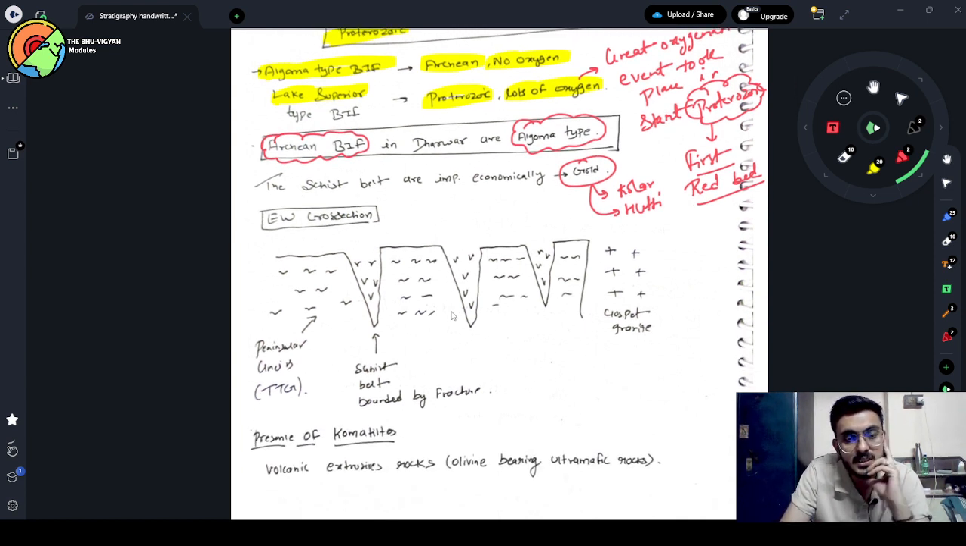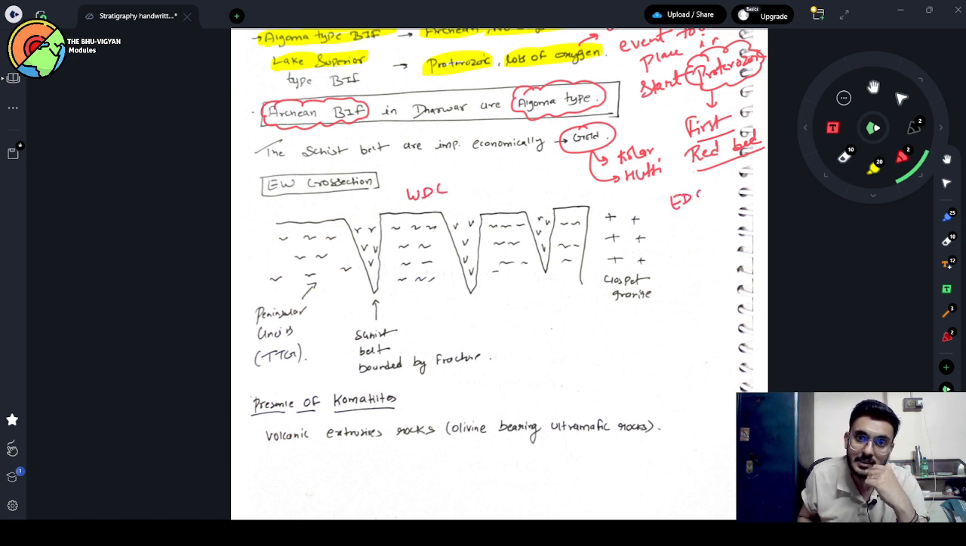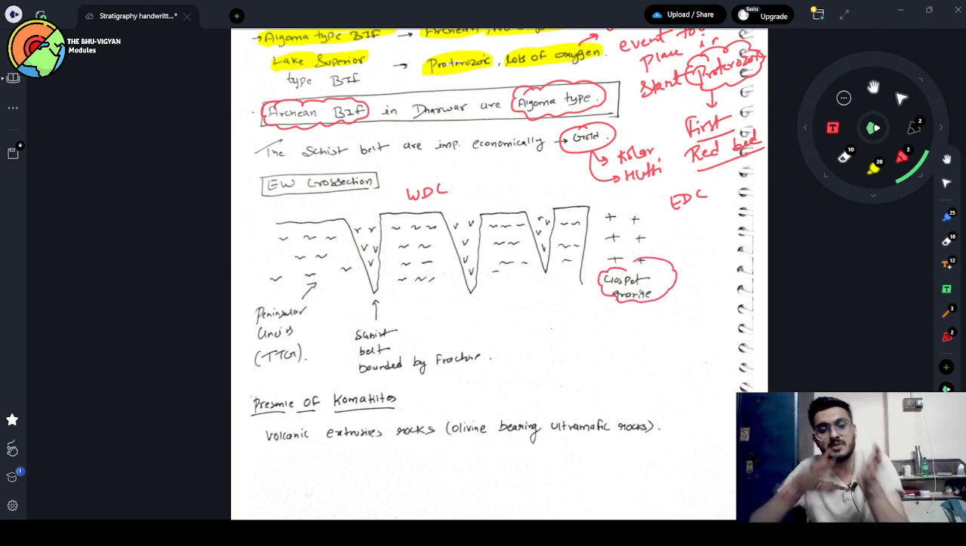Now if you see the east-west cross section of the Dharwar Craton, we will see peninsular gneiss, then we will see the schist belt bounded by fractures. Okay, this is WDC here, and here is your EDC, and here we will see the closepet granite. So the peninsular gneiss, which is a TTG, then schist belt bounded by the fracture, then closepet granite, and then EDC.